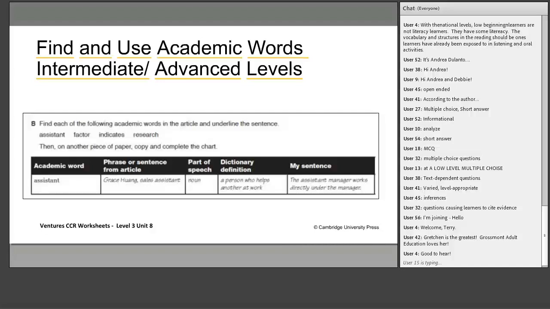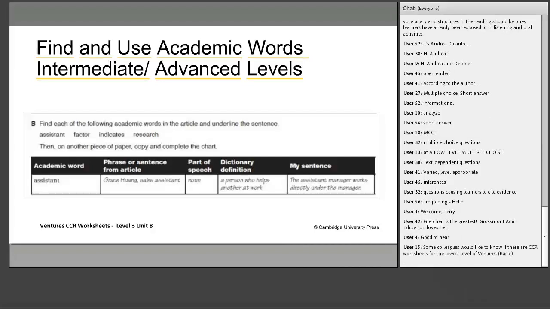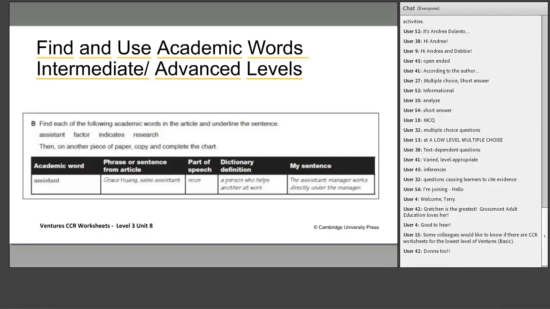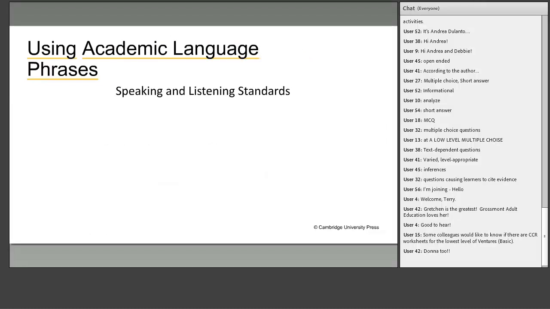Take a look at this low intermediate exercise. What 4 tasks are the learners doing now? At the intermediate and advanced levels, the learner finds the academic word in context, identifies the part of speech, looks up the dictionary definition, and then uses the word in a sentence. Also, the number of words increases from 3 words at the low intermediate level to 6 words at the advanced level.